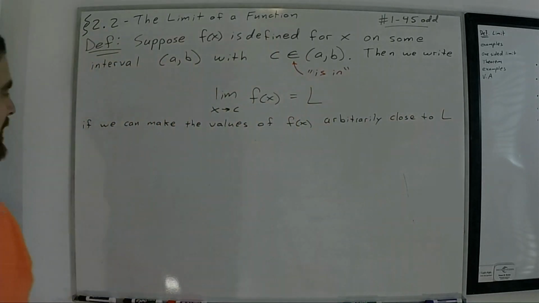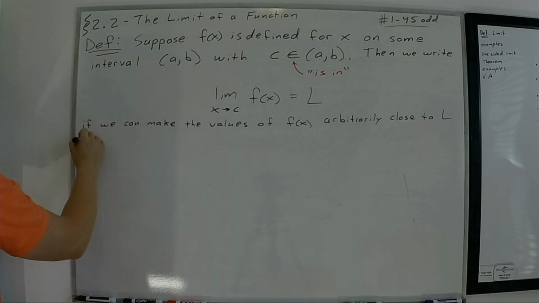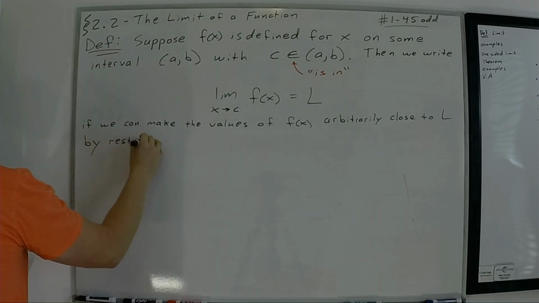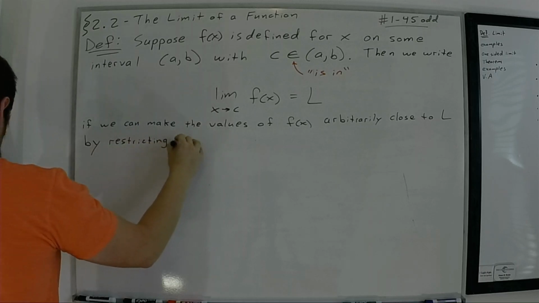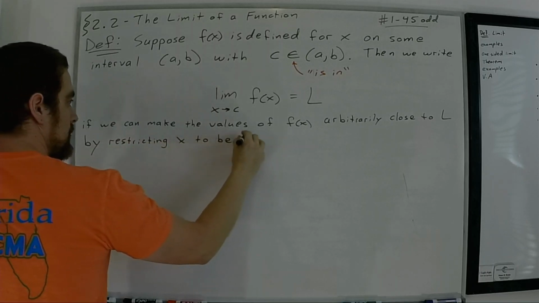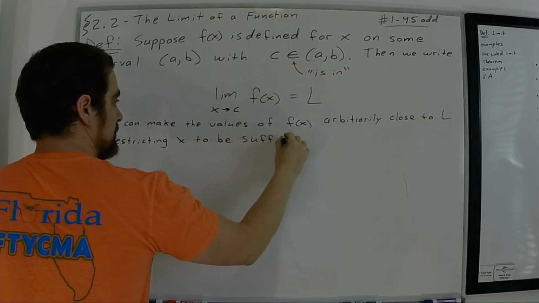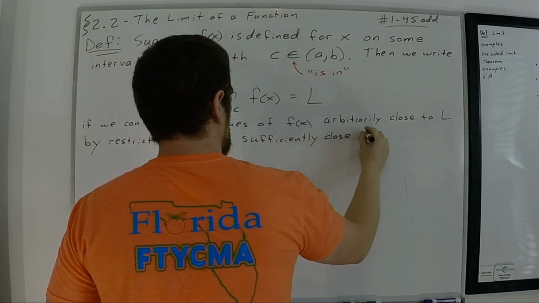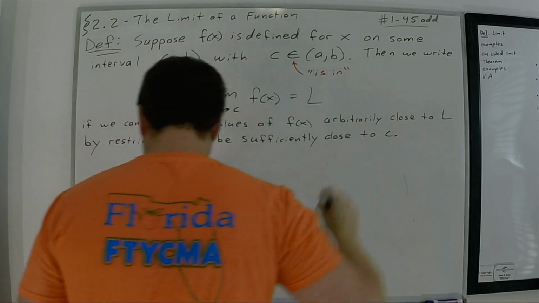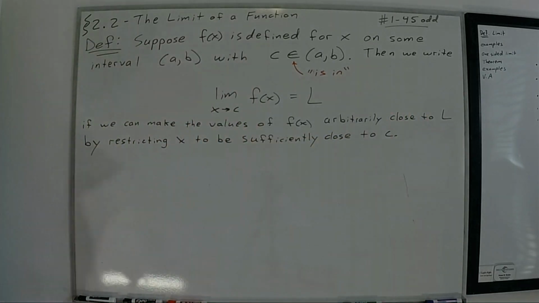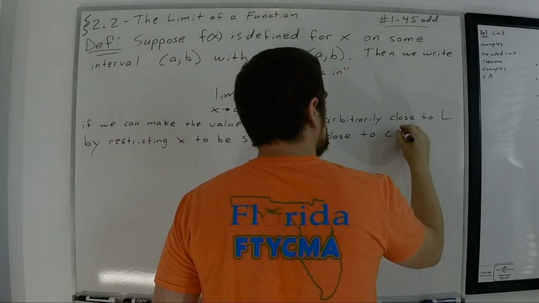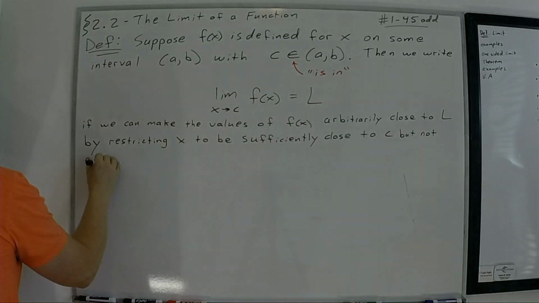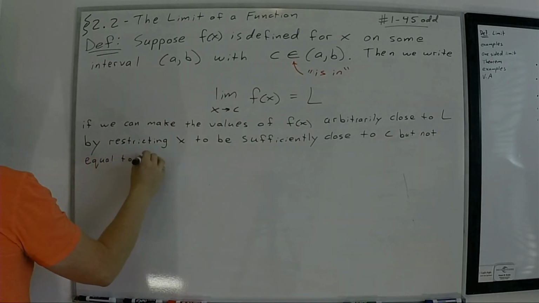They're using the letter L because we're talking about limits, but it's just a number in our case, by restricting x to be sufficiently close to c. Or say close to c, but not equal to c.